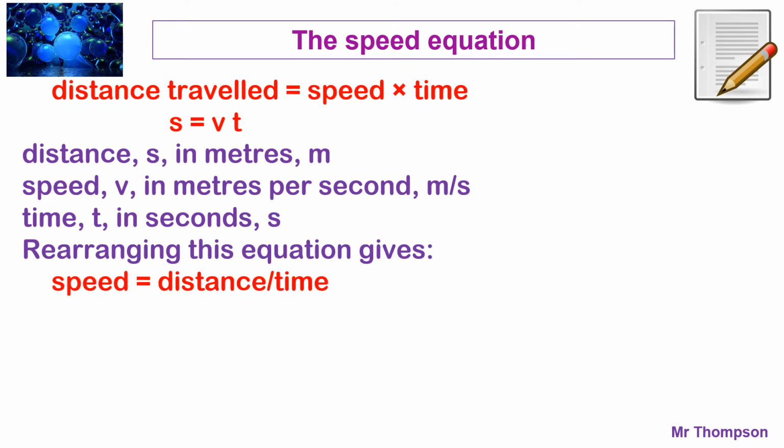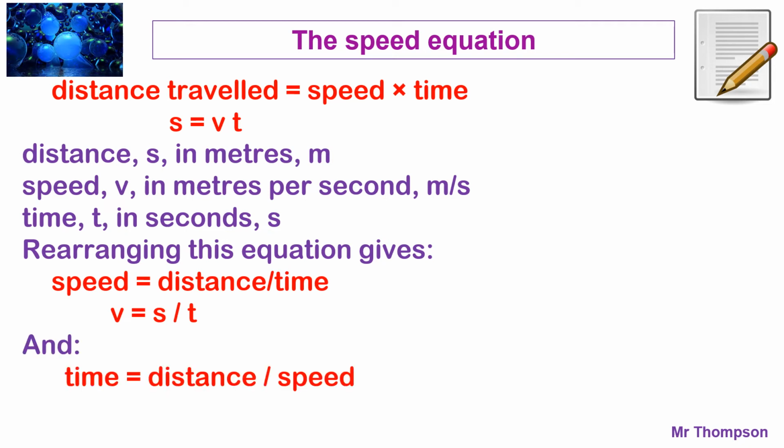Rearranging the equation, speed is distance over time, and you use the symbol v for speed, or v for velocity, or speed is s over t. And also time would be distance divided by speed. You may want to write down what's in the red.